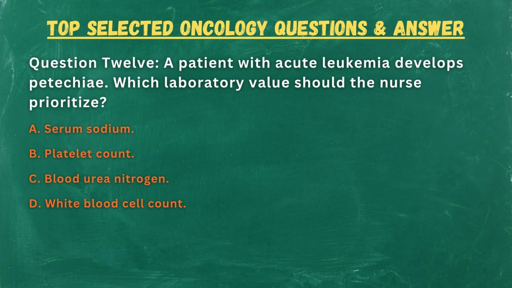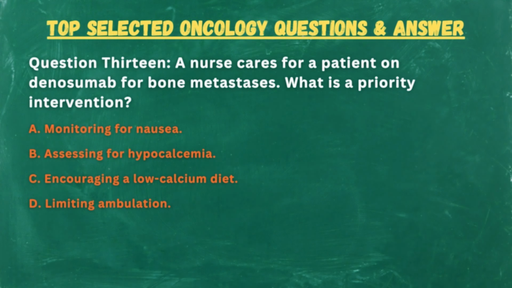Question 12. A patient with acute leukemia develops petechiae. Which laboratory value should the nurse prioritize? A. Serum sodium. B. Platelet count. C. Blood urea nitrogen. D. White blood cell count. Answer: B. Platelet count.